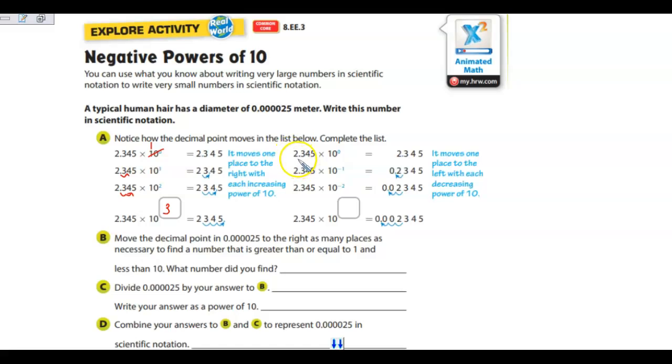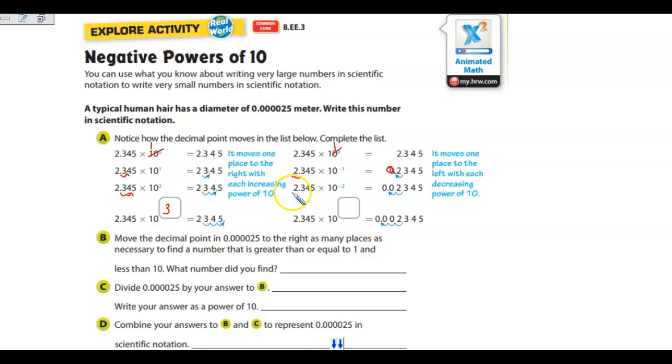Now we're going to go the other direction. We have 2 and 345 thousandths times 10 to the 0. Remember, that's the same as 1, so it doesn't change. 2 and 345 thousandths times 10 to the negative 1 means that it's going to the left one place. Opposite of positive is negative, so it stands to reason that the decimal point would move 1 place to the left. So we move it 1 place to the left, and then we add a 0 as a placeholder.